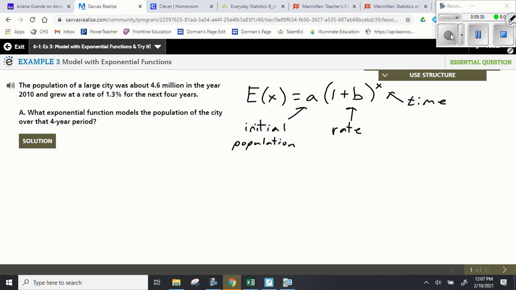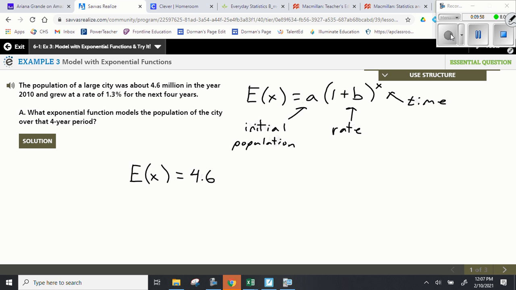All right, let's go ahead and use this model to create a function for this situation. So what was our initial population? Our initial population is 4.6 million. So I'm going to just put 4.6, and we'll change our answer in the end if we plug something in, where we'll express our answer in millions.